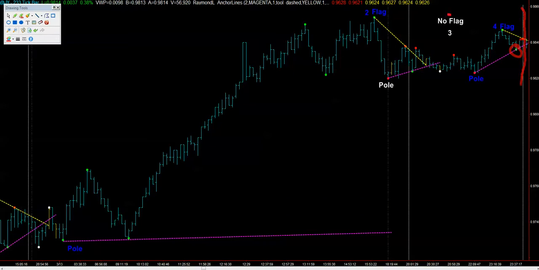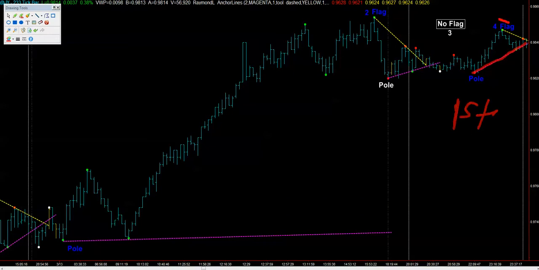So sequence number 3 is a pole followed by a second pole, and the flag is obviously missing, which would have been somewhere like that, but it never formed. So we mark this as a no flag sequence. Moving on to number 4. Now remember, the second pole of number 3 will be the first pole of number 4, like that.